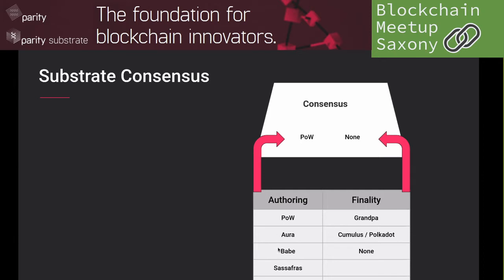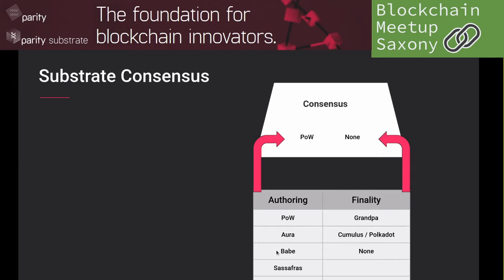Any proof of authority algorithm can be converted into a proof of stake algorithm. The way you do that is you say, okay, you have to lock up some tokens. You have to stake these tokens. And once you've staked the tokens, then you become one of the authorities.